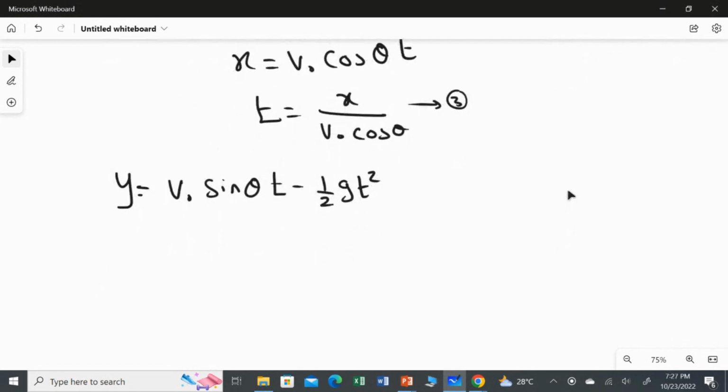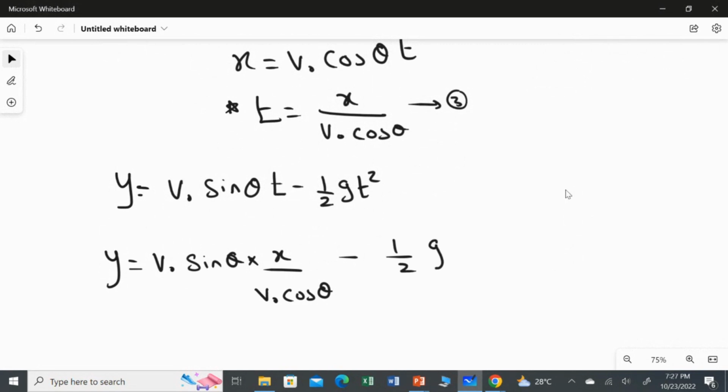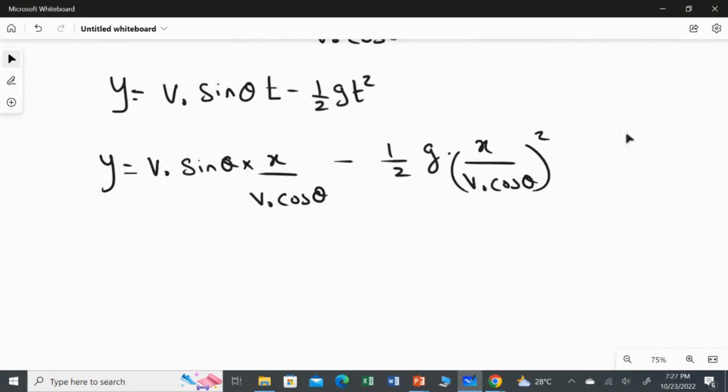If you substitute the t here, the above equation becomes y equal to v naught sine theta, and in place of t, I'm going to substitute this equation, multiplied by x over v naught cosine theta, minus half g multiplied by, again this time, for time I'm going to substitute this value, therefore multiplied by x over v naught cosine theta the whole square. Clear? Now let's simplify this equation.